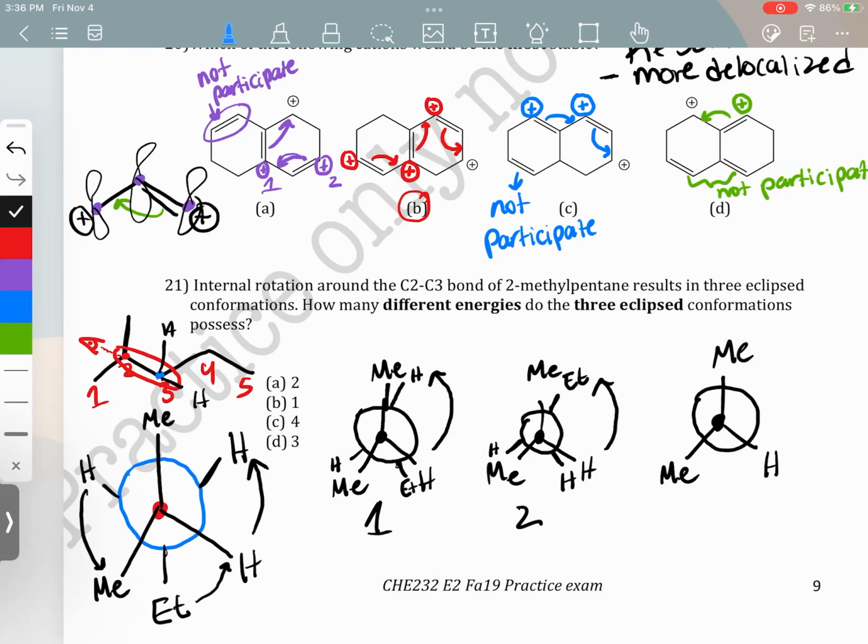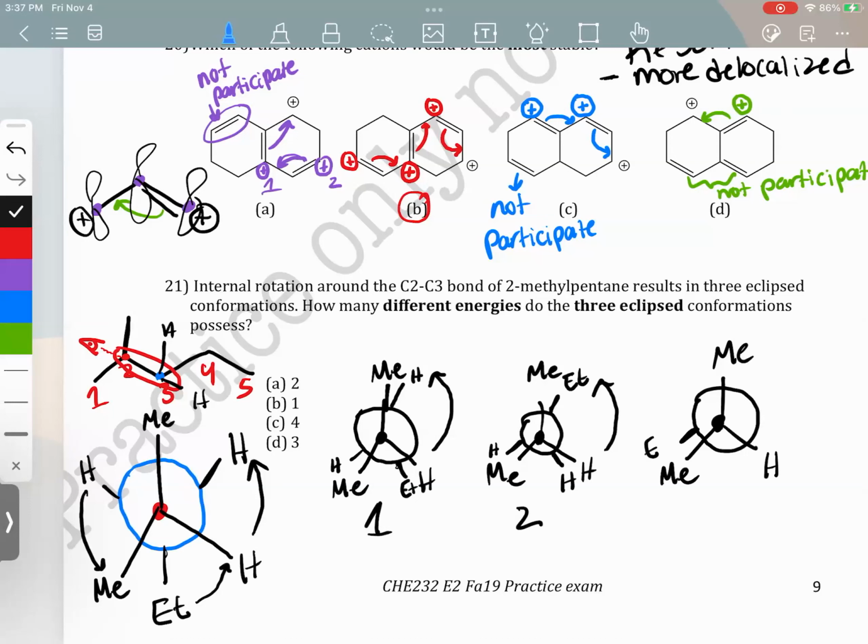Now, what's different now? Where is the ethyl going to go, and the 2 hydrogens from the second carbon? So the ethyl is going to go on the methyl on the left down, closer to this one now. The hydrogen that was here is close to this methyl up here, and the hydrogen that was in the position where the ethyl was is close to this one down. So here we have our 3 eclipsed conformations, right?